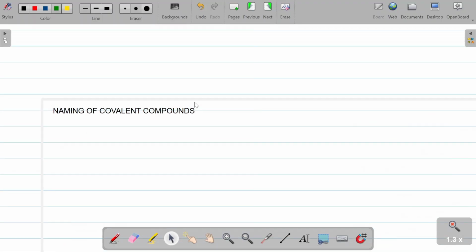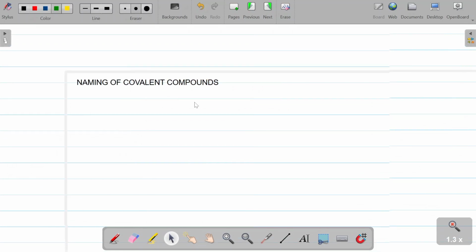Now what are covalent compounds? Covalent compounds are compounds that are made up of the bonding of non-metals and non-metals. Ionic compounds was the bonding of metals and non-metals. Let me just illustrate this. Non-metal plus non-metal. A common example is actually H2O. H2O is a covalent compound because both elements are considered non-metals.